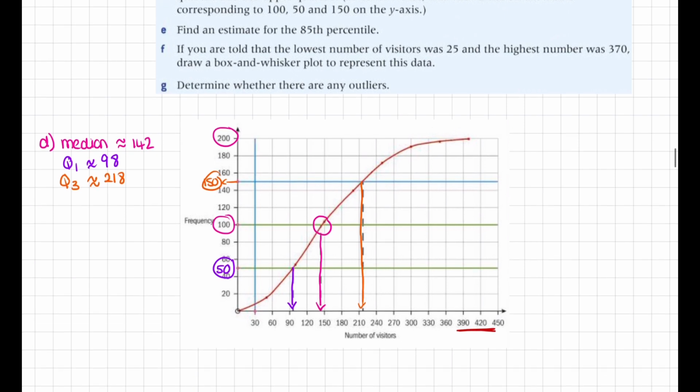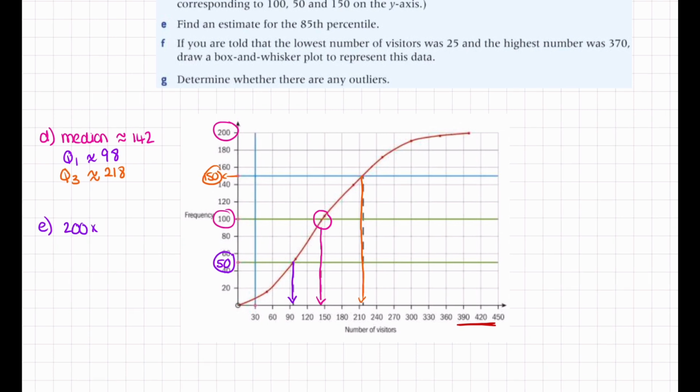Part E, find an estimate for the 85th percentile. So we want to work out what 85% of our frequency is. So 200 multiplied by 0.85. And we know our 85% is at 170 people. So once again, from there we go to 170 on our graph. I'm going to draw in purple here, go across to our graph, read down to where we think it is, and you will get an answer for that. And my answer here is approximately 252 visitors.